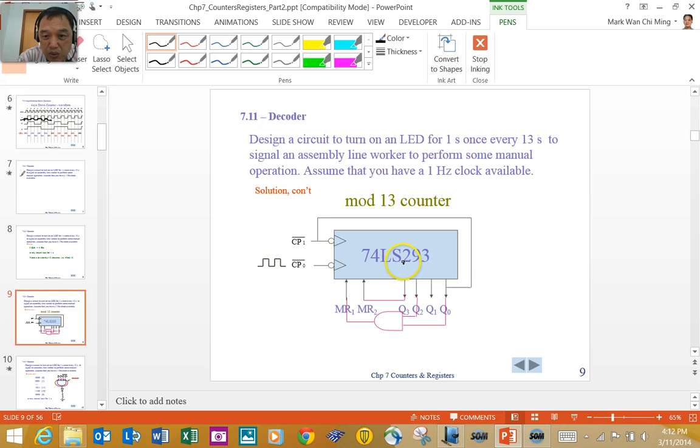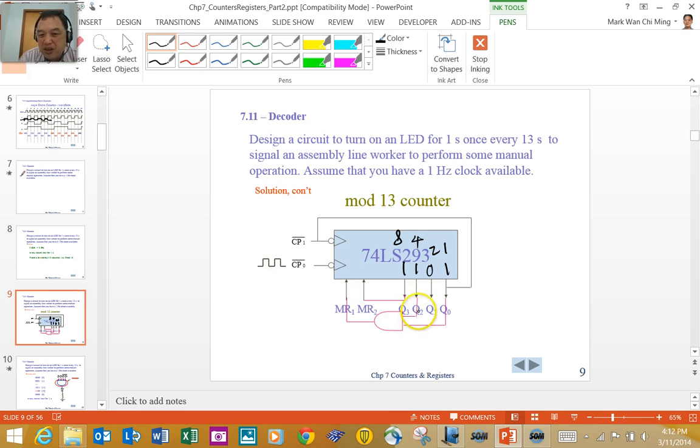You have this 1, 1, 0, 1, right? 13, right? 1, 2, 4, and 8, right? 13, right? The bottom line is, as long as you have this 1, 1, 1, by hook or by crook, you just make sure your MR1, MR2 are also 1 and 1. As simple as that, right?